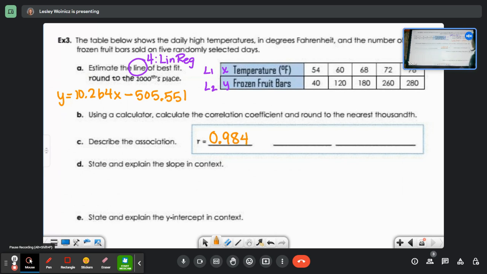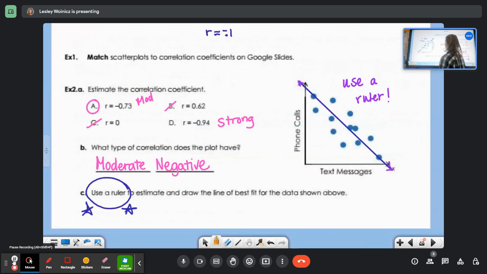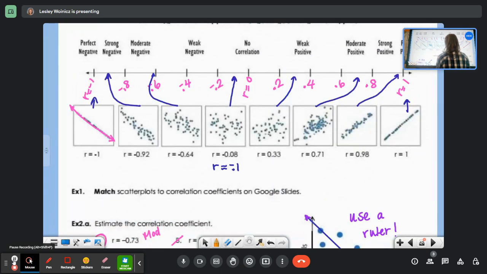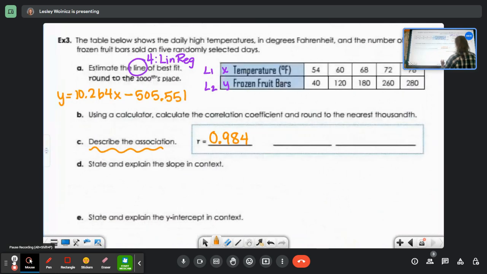So next it says to describe the association. We don't have a scatter plot to look at. We didn't plot our data. So all we have to look at is the R value of 0.984. And if we look back at the first slide, 0.984 is about here. And that's a very strong positive correlation. So that's what we're going to pick. Strong, positive.